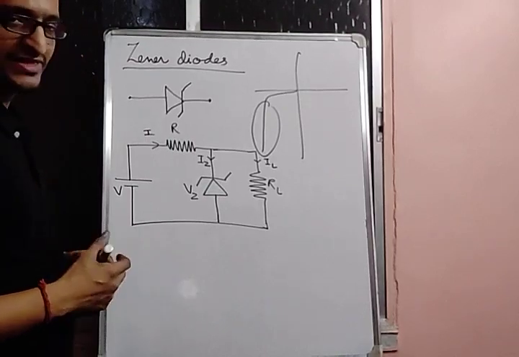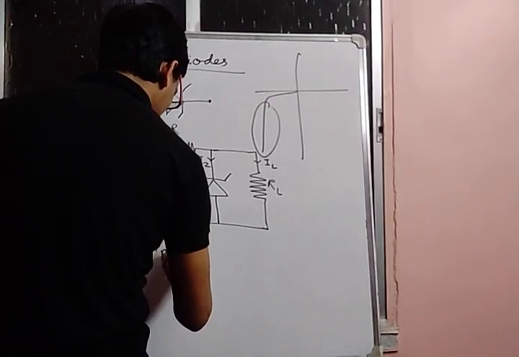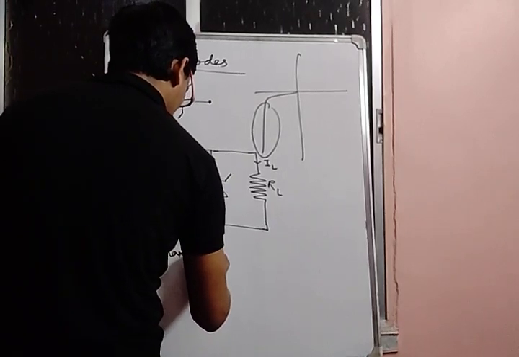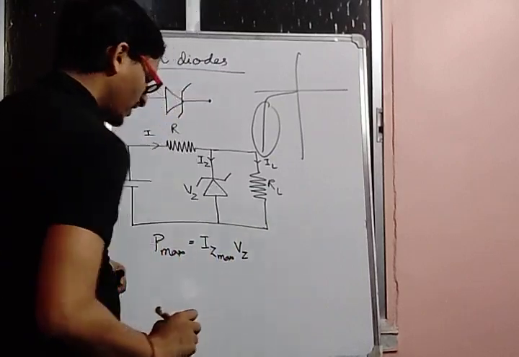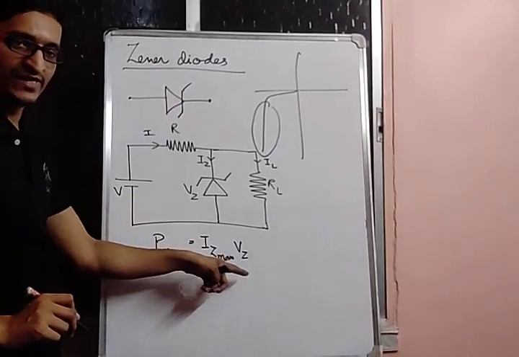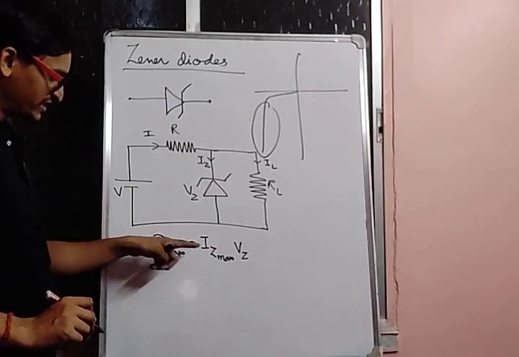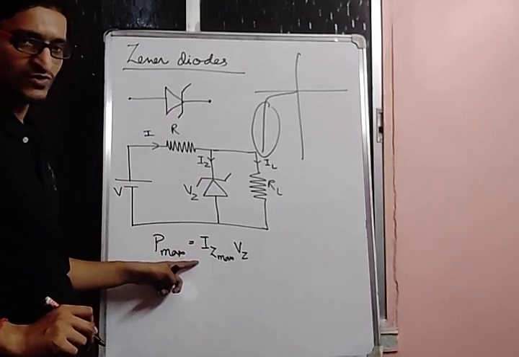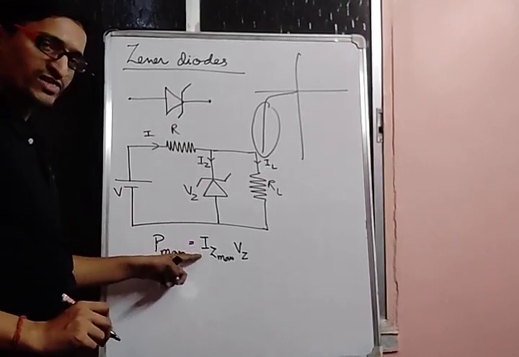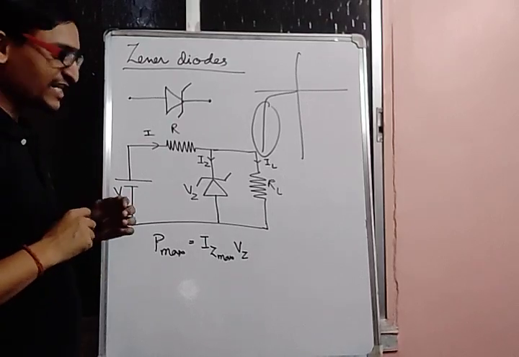The maximum dissipation power P max is given by Iz max into Vz. So this maximum dissipation power of a diode is given, and obviously the maximum value of this current should not exceed this particular value. The current should always be less than this maximum value.